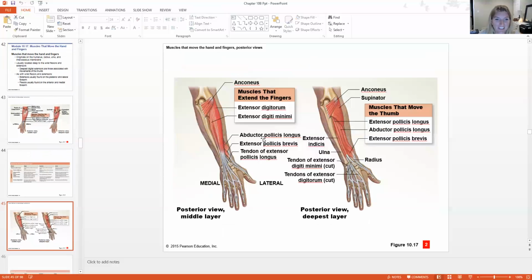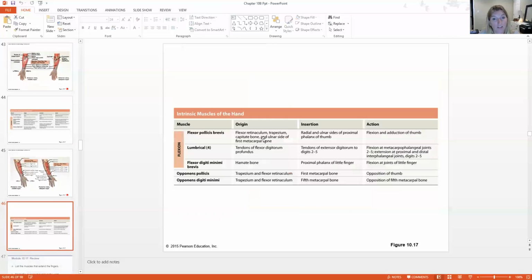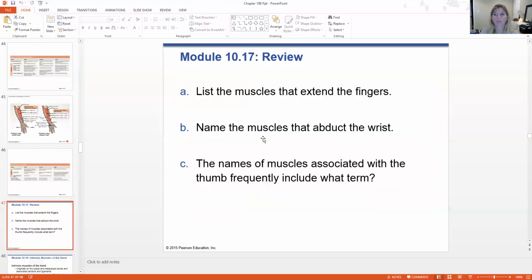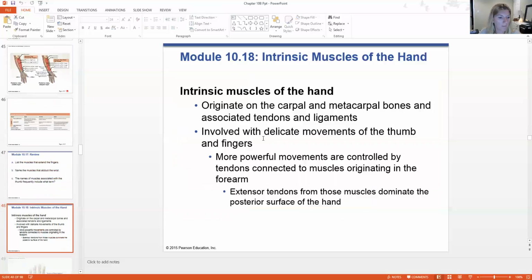Here's the chart for you. And here are your extensors and adductors. There's a few in here that you don't need. Again, refer to your list, your chart that I gave you. You can pause the video here, go back and answer these 3 questions.